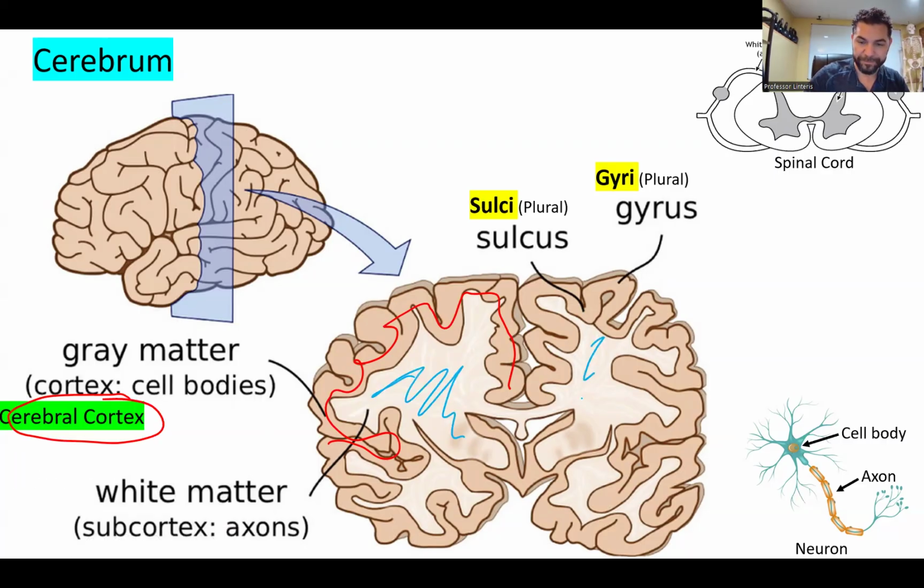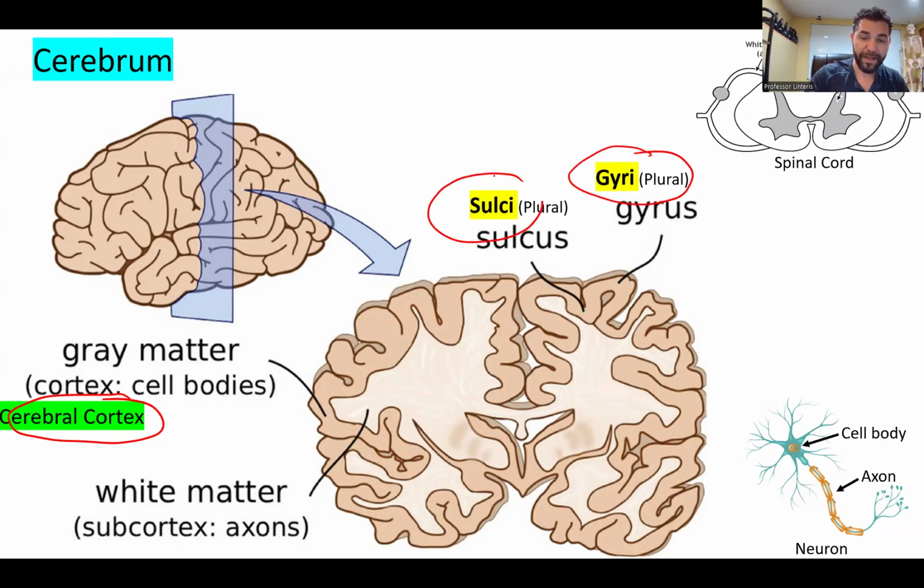subcortical is primarily made of axons. And there's specific groups of axons we'll talk about in the next slide. And we'll talk about what they do in general. But here we could see gyri, sulcus, and then in the next couple slides, we'll talk about fissures.